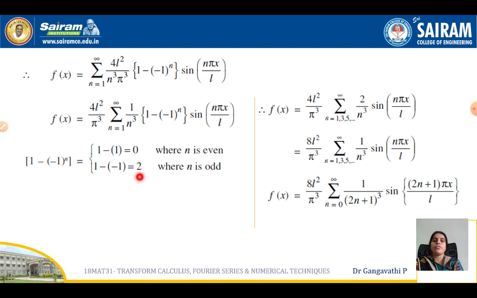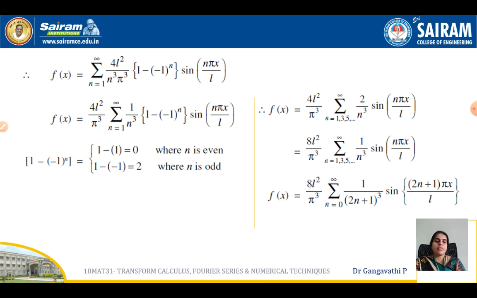So therefore, summation n is equal to 1 to infinity can be written as summation n is equal to 1, 3, 5, because summation exists only for these values. And this term gives us 2. So 2 has been entered here, and divide by n cube sine n pi x by l. So take out this 2 outside the summation. So it is 8l square by pi cube summation, and the n terms are there under the summation.